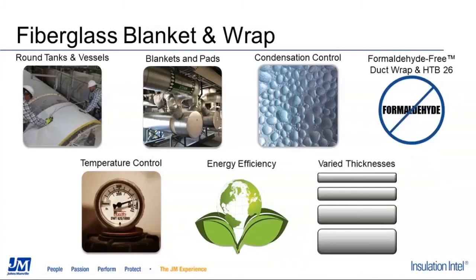So you can see from this slide that these products can be used in a variety of applications. They can be used on tanks, vessels, as removable pads and covers. They can also be used in a variety of industrial applications. And just like our other insulation products, fiberglass blankets and wrap help with temperature control and energy efficiency. And then these products also help provide condensation control, and they're also available in a variety of thicknesses. It's also worth noting that our Microlight duct wrap and HTB26 spin glass are formaldehyde-free.